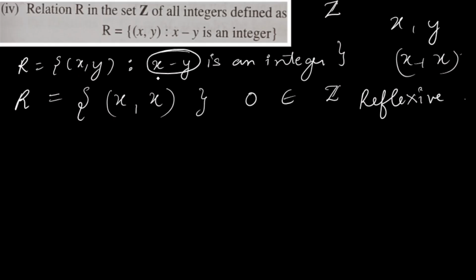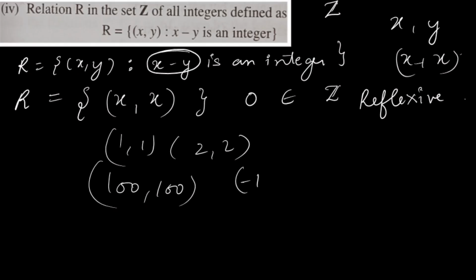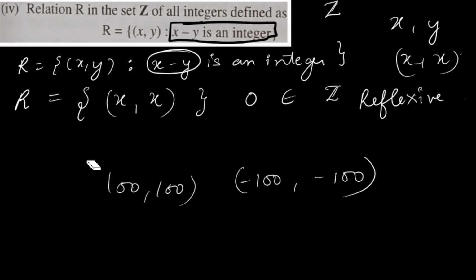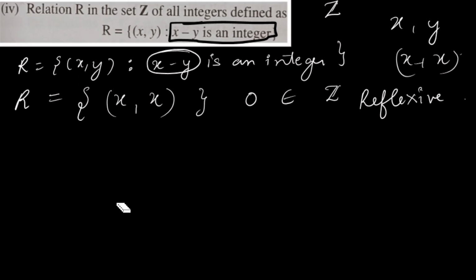We will not be able to write all the ordered pairs because the set of integers is infinite. But if we take any duplet, 1 comma 1, 2 comma 2, 10 comma 10, 100 comma 100, 1000 comma 1000, minus 100 comma minus 100, whenever you subtract the same number, you will always get 0. 0 belongs to the integers, so this relation is reflexive.